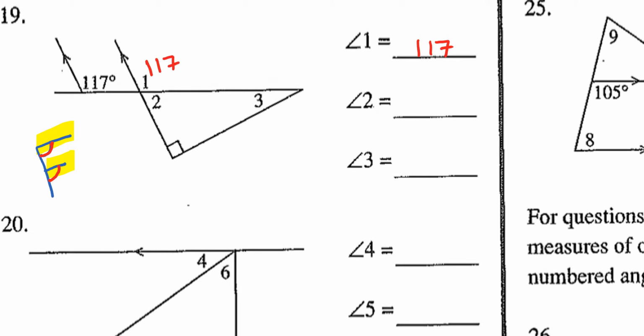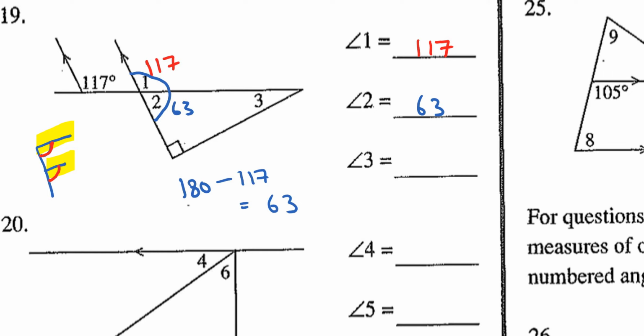And once you have angle number one, you can definitely find angle number two because angle 1 and angle 2 add up to 180 degrees. So you can do 180 minus 117. So 180 minus 117 degrees is going to be 63 degrees. So angle number 2 is going to be 63 degrees.